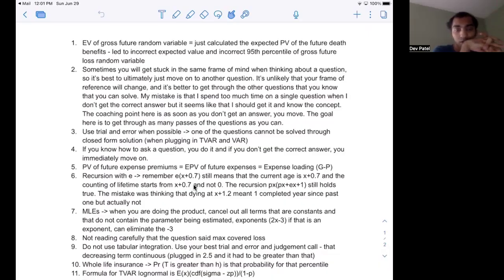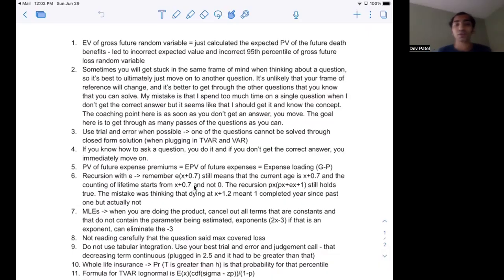And then recursion with life expectation. One of the mistakes here was that you have to treat even x plus 0.7, the expectation of life at x plus 0.7, as still meaning that the current age is x plus 0.7. So even if they do survive to x plus 1.2, right? That's not one completed year, because it's still not one year after x plus 0.7. So you have to remember that x plus 0.7 is the current age.